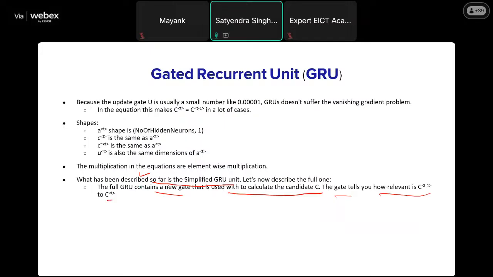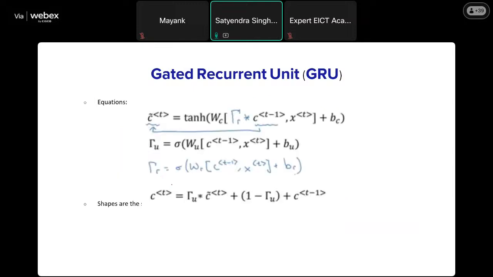Right now we have just seen that C(t-1) is relevant to C(t) only, yes or no. But in what proportion it is relevant, that introduces a new gate called the relevant gate. In C tilde t, we multiply C(t-1) with the relevant gate, and the relevant gate is also calculated using the same weighted sum plus adding bias, passing to an activation function, again sigmoid, which gives you a value between 0 and 1.